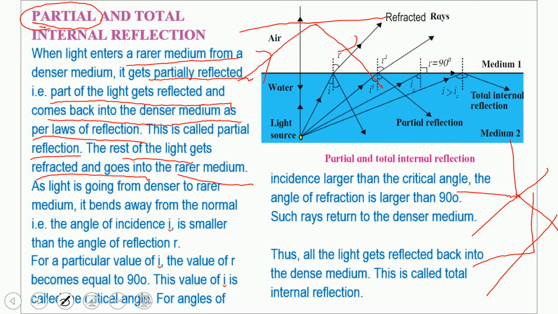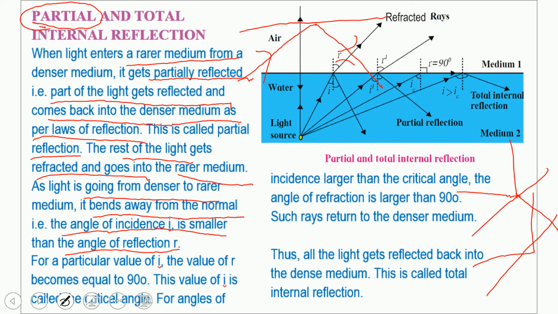As the light goes from the denser to the rarer medium, it bends away from the normal. The angle of incidence I is smaller and the angle of refraction R is larger, because the light is going from denser to rarer. That is very important. So here the angle of incidence is less and the angle of refraction is more. Now, for a particular value of I, the value of R becomes equal to 90 degrees.